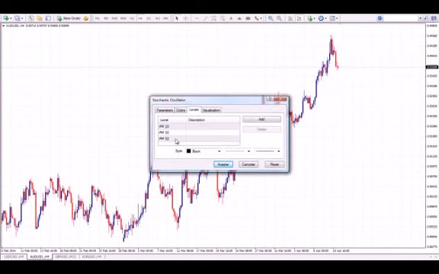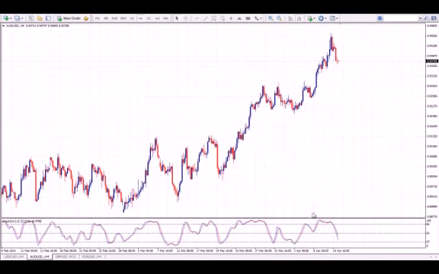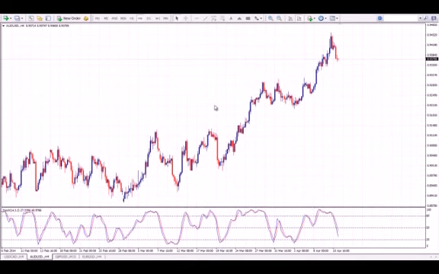We have added the 50 level on the stochastic oscillator just to get a feeling of a bear bull market line. And of course, the default periods are 14 for the percent K, and 3 for the percent D. Okay, so we plot it on a 4-hour chart.